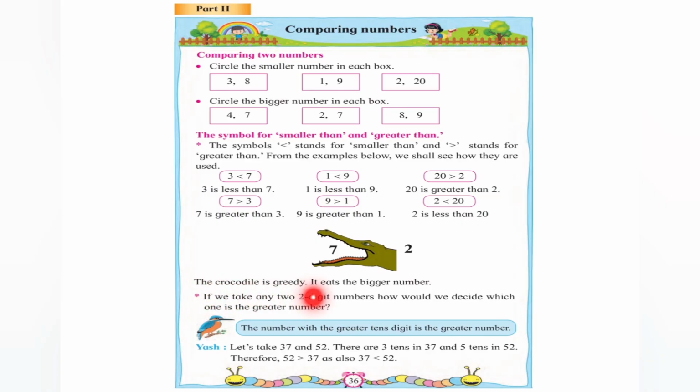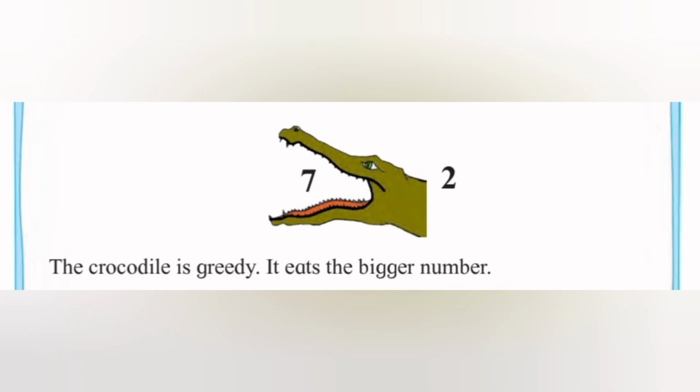The crocodile is greedy. It eats the bigger number. To make this easier, children, remember here is a fun trick. Think of the symbol as a greedy crocodile. The crocodile always opens its mouth towards the bigger number because it wants to eat more. We will learn to compare two numbers using the ideas of smaller than and greater than.